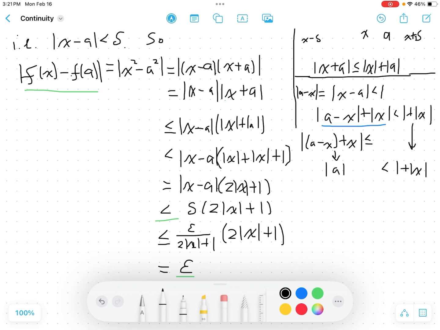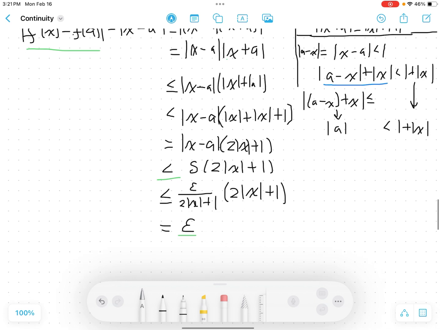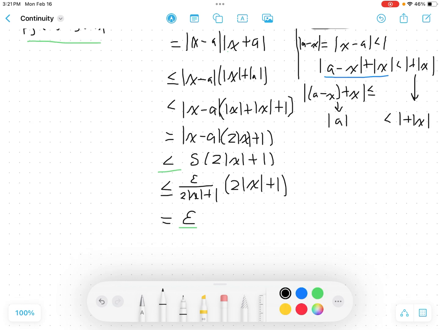So that's more or less the end of the logic part. I will just finish off my proof with the sentence that f of x is continuous on the real numbers.